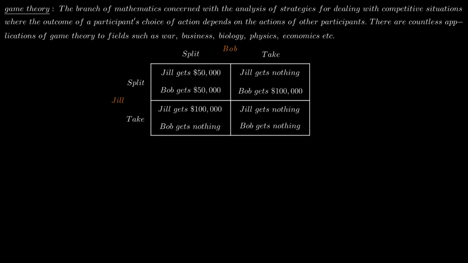Each row is labeled with a possible choice for player 1, aka Jill, and each column is labeled with a possible choice for player 2, aka Bob. Each cell in the table corresponds to a possible pair of choices, and the resulting outcome is written inside the cell. So for example, if both Jill and Bob choose take, then neither of them get anything. If Jill chooses to take and Bob splits, then Jill receives $100,000.